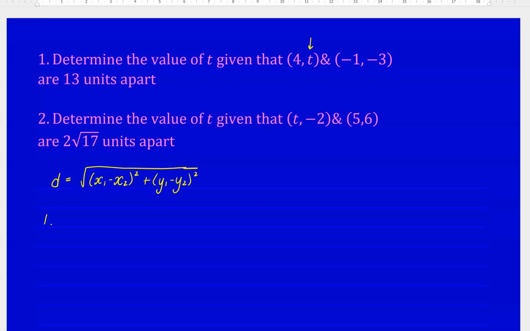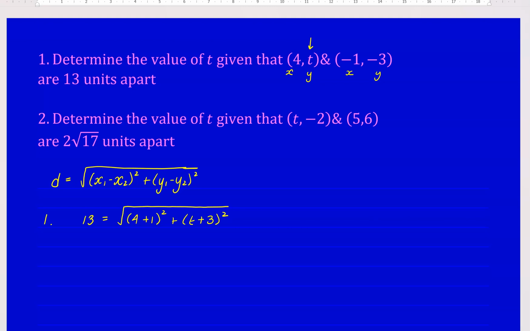So for question 1, we know that the distance is 13, so underneath the D we're going to put 13 equals the square root of x1 take x2. So remember, this will be my x, this is the other x, and then we've got y. Alright, so I'll write it all out. So 4 take -1 becomes plus 1 squared, and then we've got the t take -3, but that is again plus 3 all squared.